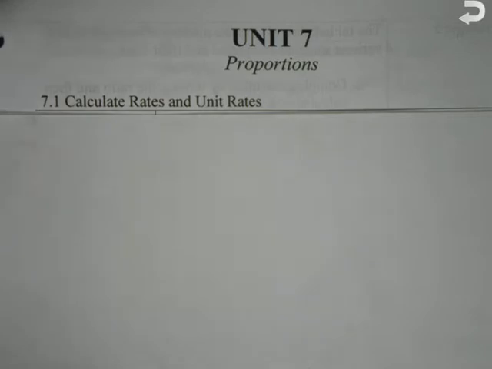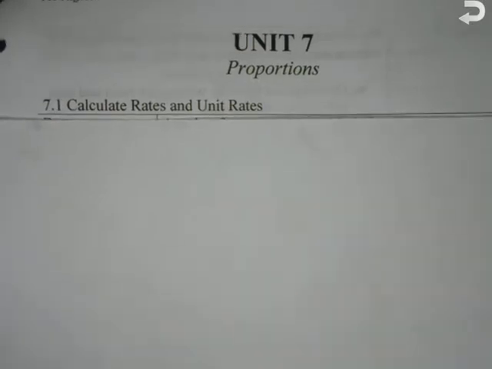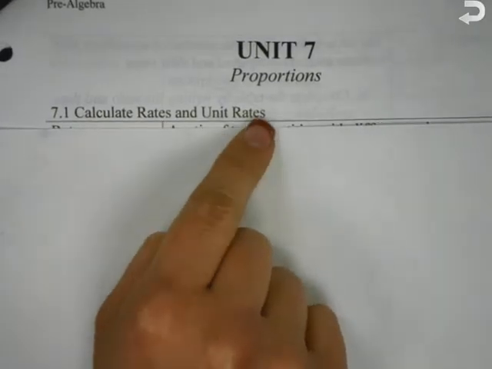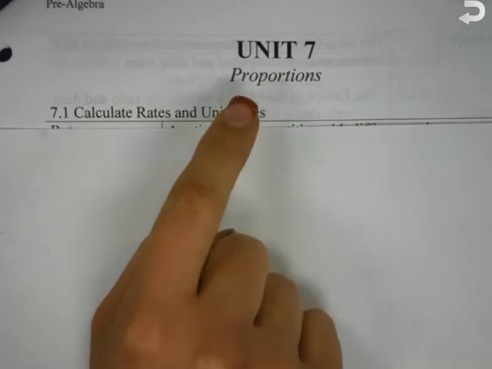Okay, so we are starting Unit 7. Unit 7 is all about what we call proportions. And 7.1 specifically deals with calculating rates and what we call unit rates. And we're going to define each of those. Okay, so get your Cornell notes set up, please.